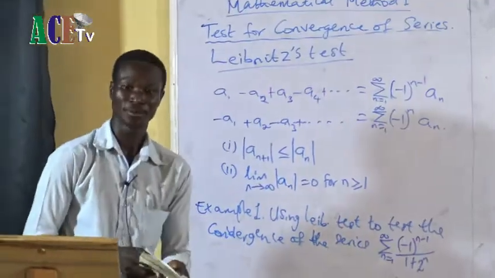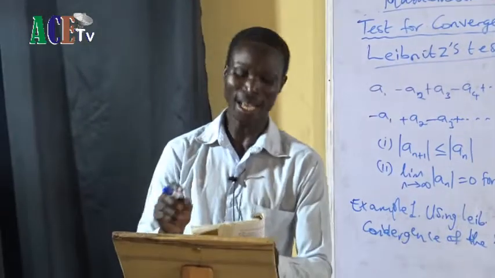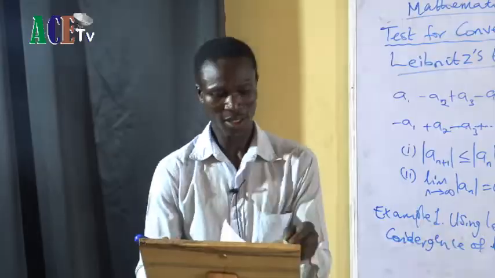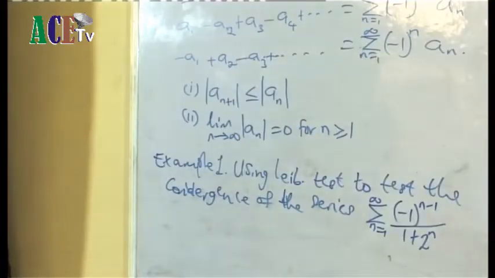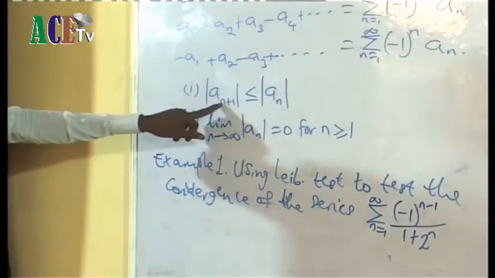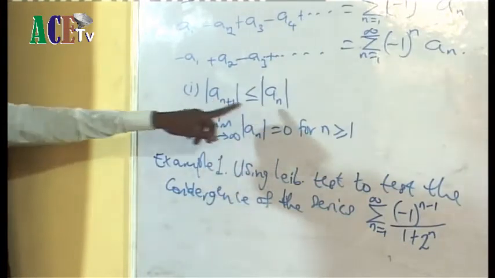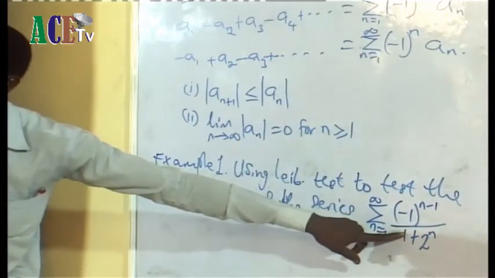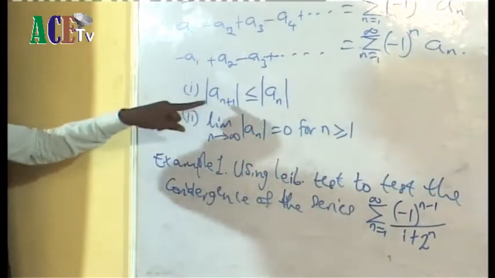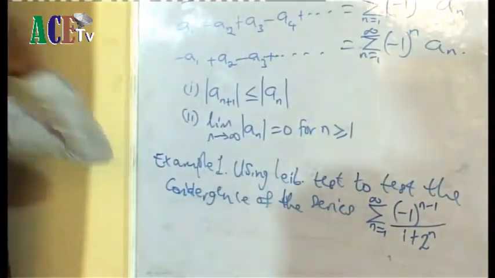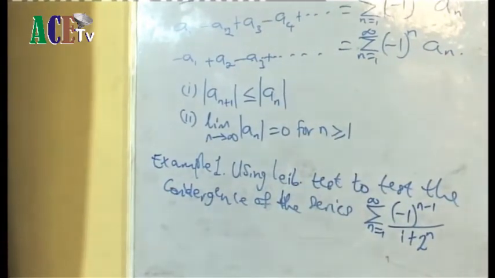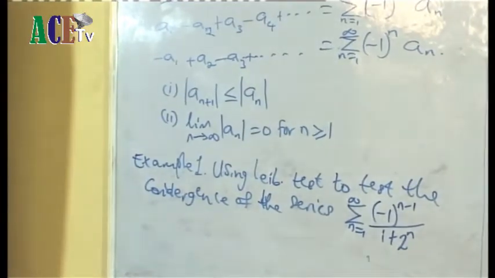That is the question. Yes, we want to test the convergence of that series. The first thing we need to do is to look for the value of this. But don't forget, this value is this one. Then if we can tell that the value of this is less than this value, then we are done. Let us go for that.